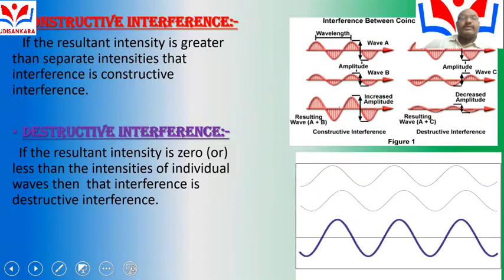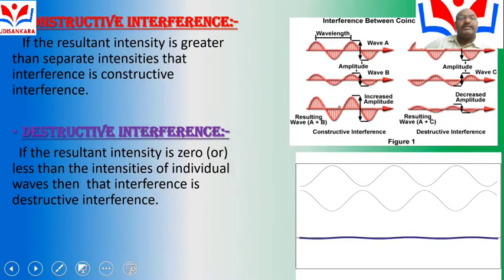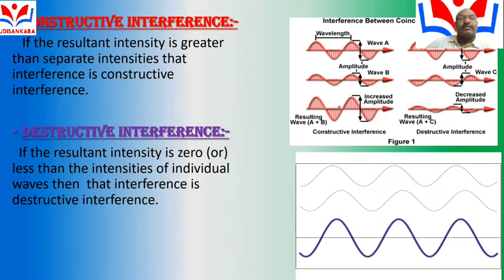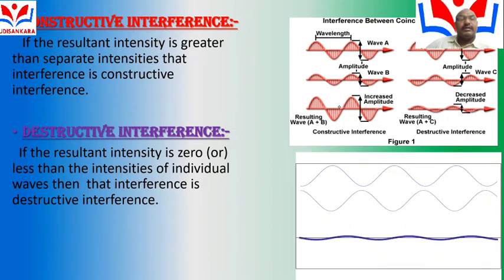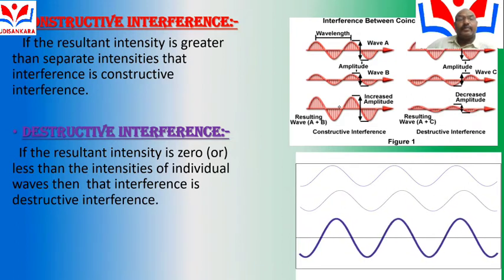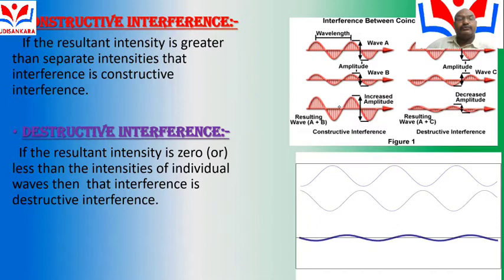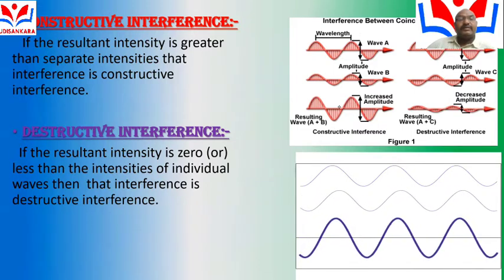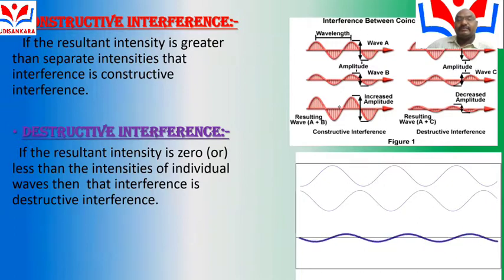Constructive interference is when the resultant intensity is greater than the separate intensities. And destructive interference is when the resultant intensity is zero or less than the intensities of the individual waves.